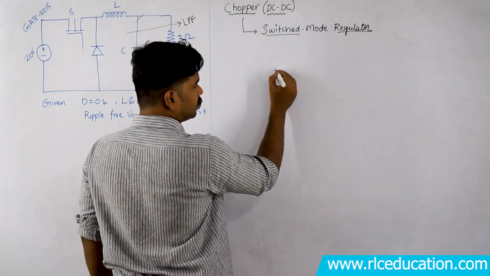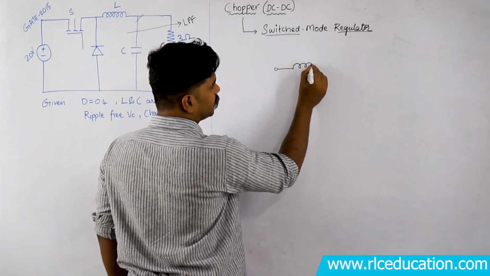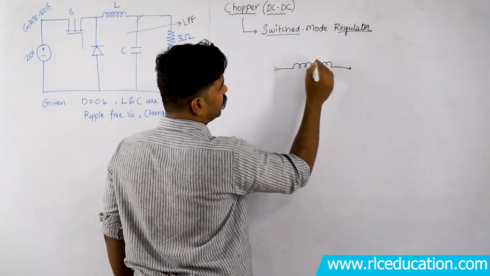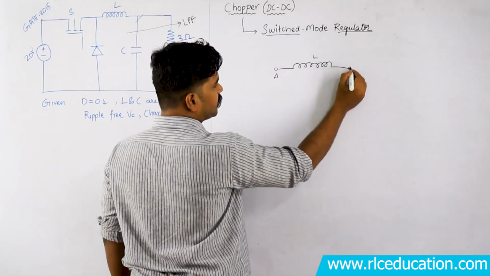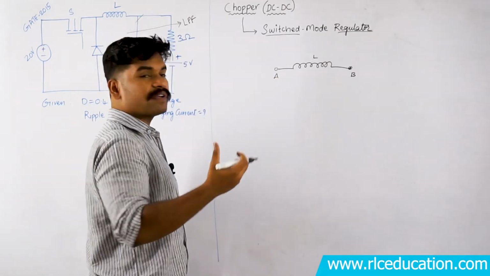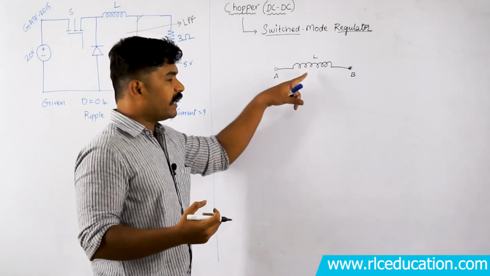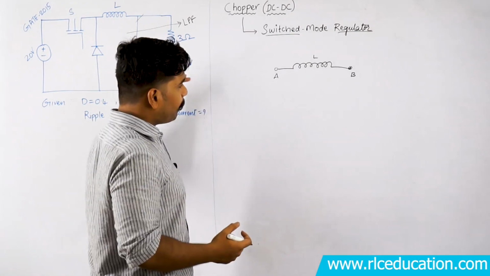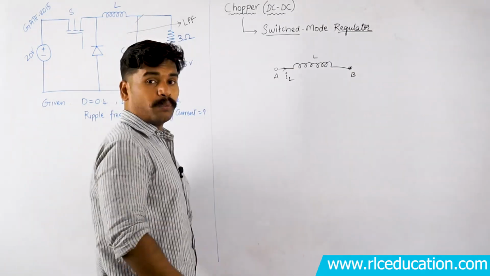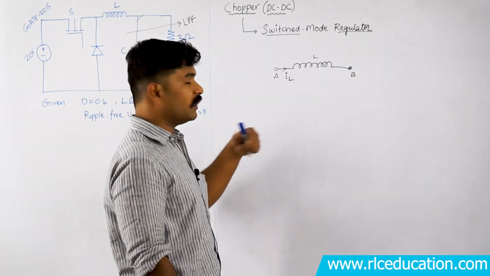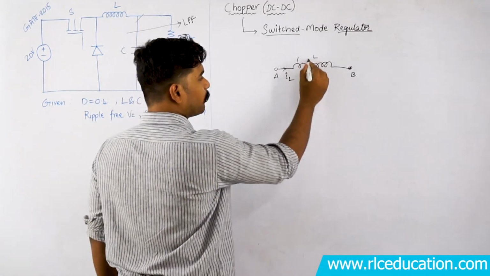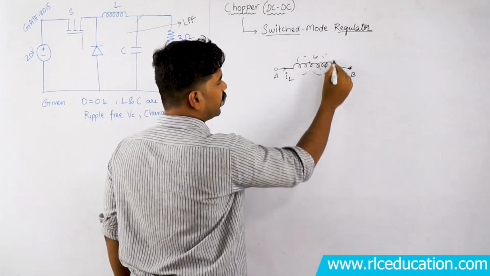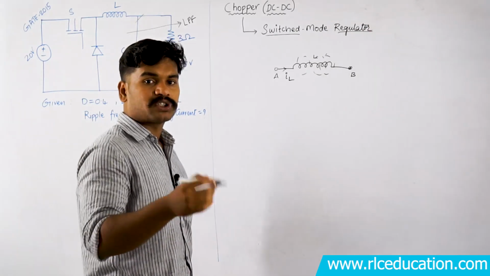So let us see how an inductor behaves first. Here I have an inductor which has some inductance L, and this is terminal A and this is terminal B. So what is the behavior of an inductor basically? Inductor is such a device that when you pass current through it, it will convert this electrical energy into magnetic energy, or I can say it will produce a magnetic flux around it and it will store the energy. Isn't it? It will store the energy.